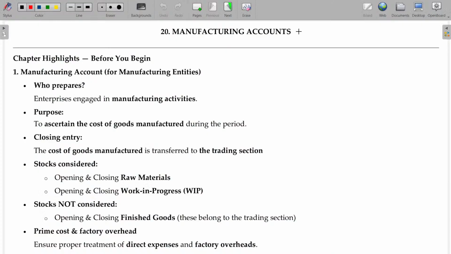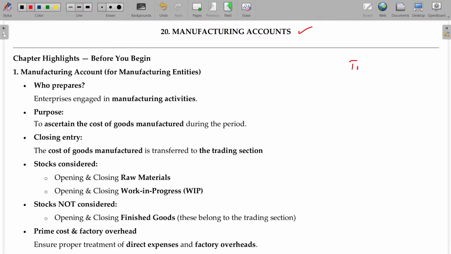Manufacturing accounts. We have considered the trading concern, but now we are going to deal with the manufacturing concern.